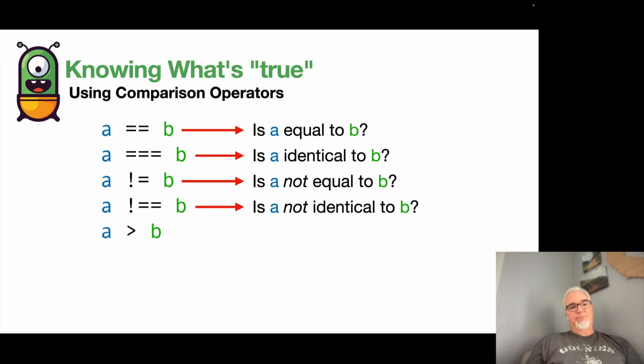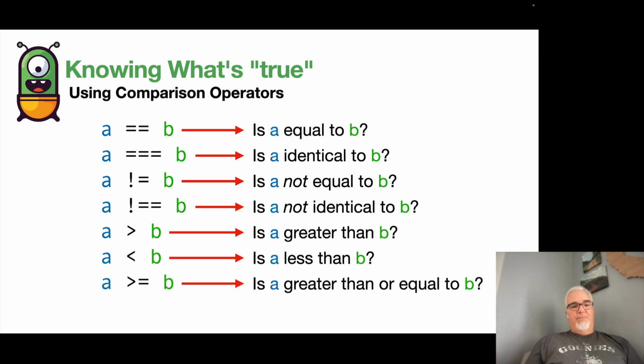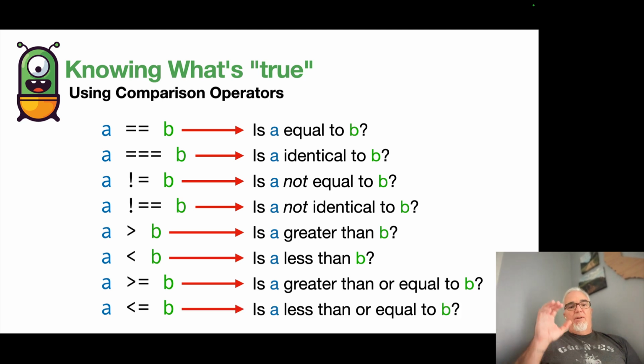Okay, we also have things like greater than. So is A greater than B? Is A less than B? And we also have, is A greater than or equal to B? And is A less than or equal to B? Those are all things that you can look at in a fairly simple way, and you can say, yes, that's true, or no, that's not true.